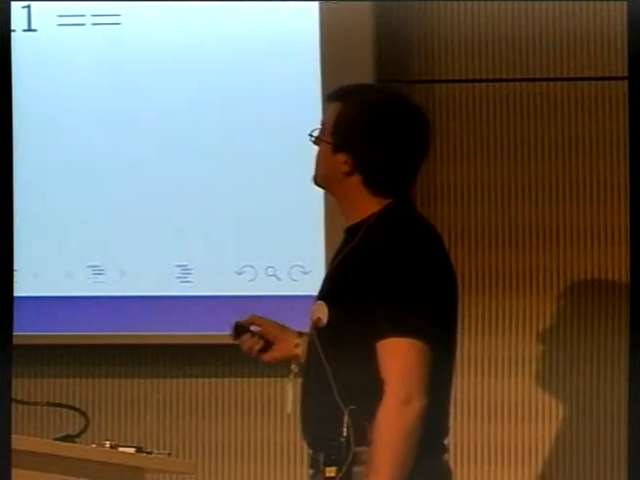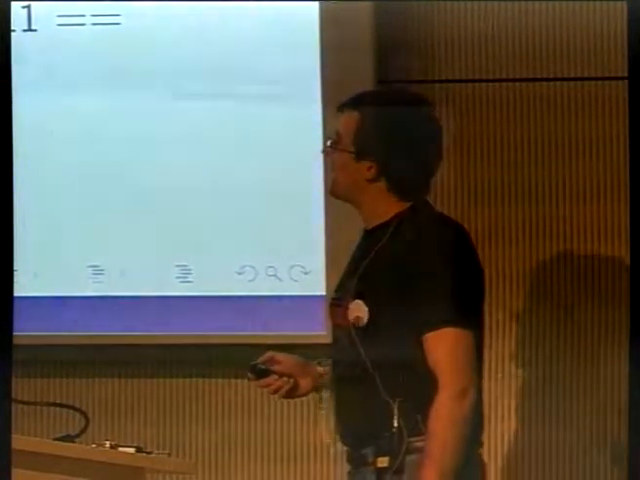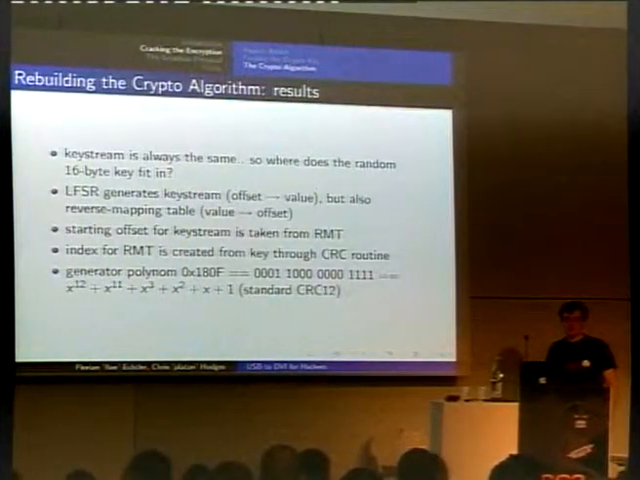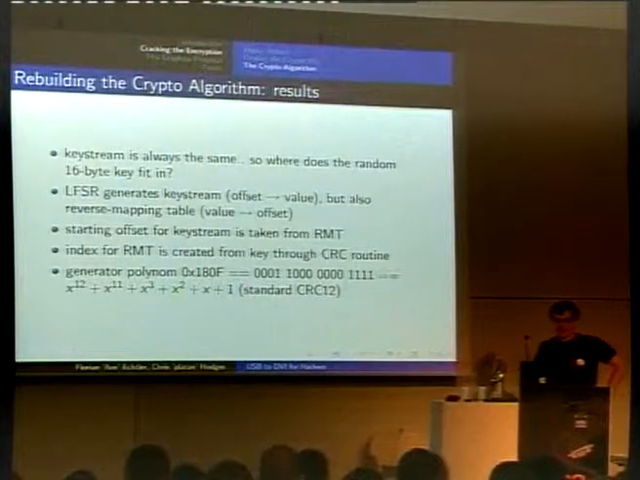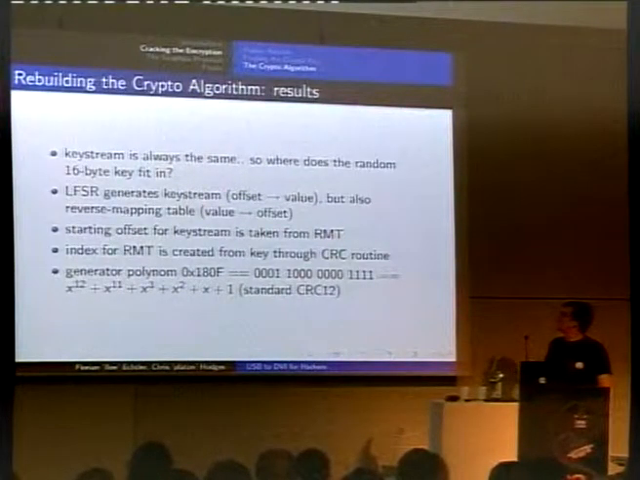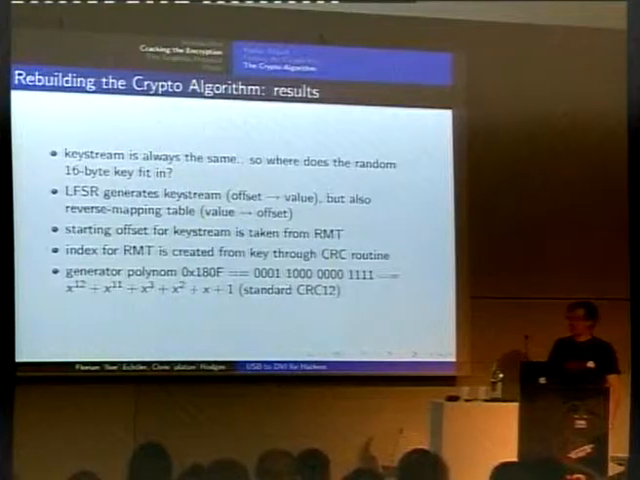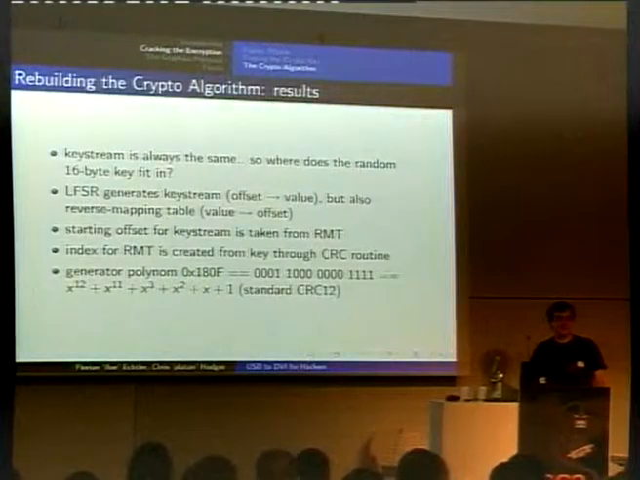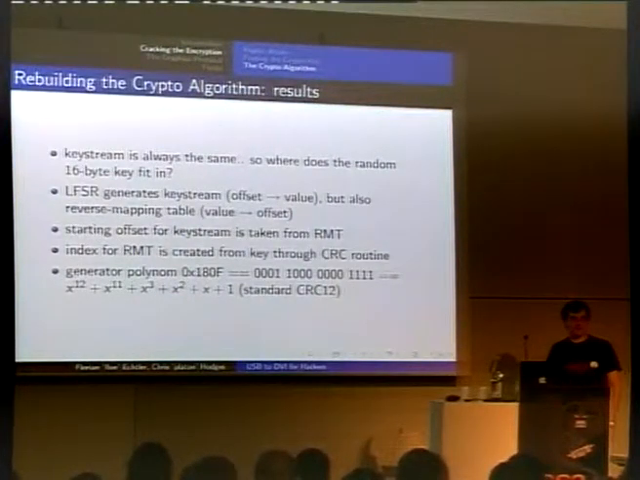So what we at first were a bit surprised by is that the LFSR data also generates a reverse mapping table, which gives you the offset for each value, for each random number, basically. And so the starting offset at which the encryption begins is taken from this reverse mapping table. And the index for this table, again, is generated from the key. So the key simply tells you where to start in the actual key stream. And this is also obviously how the device itself works then.